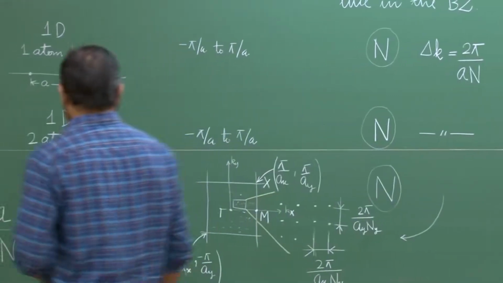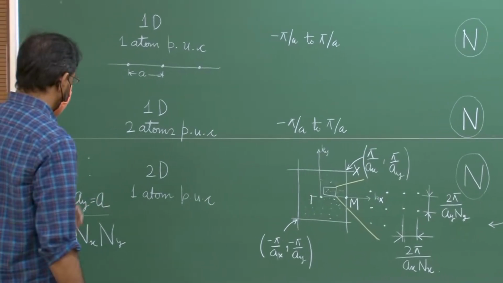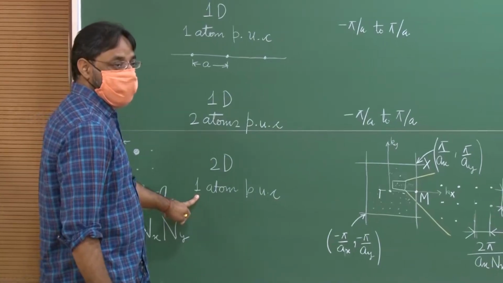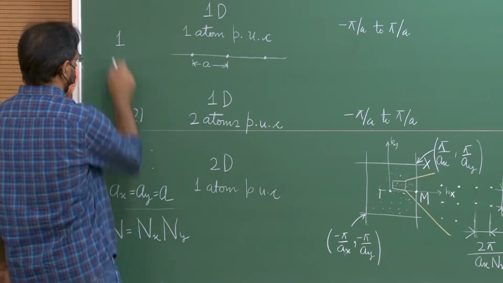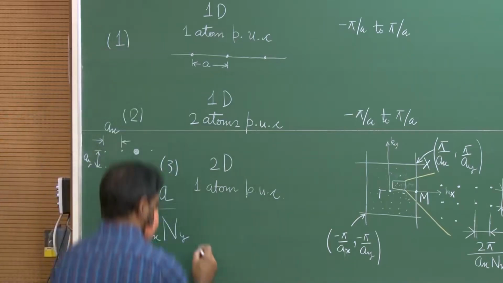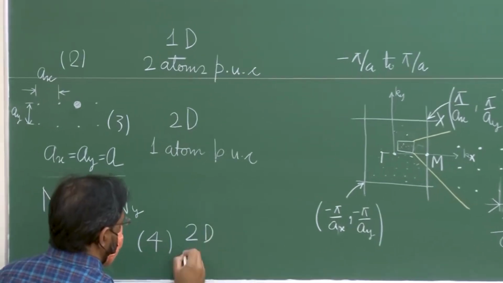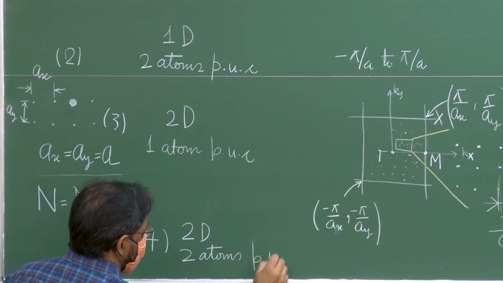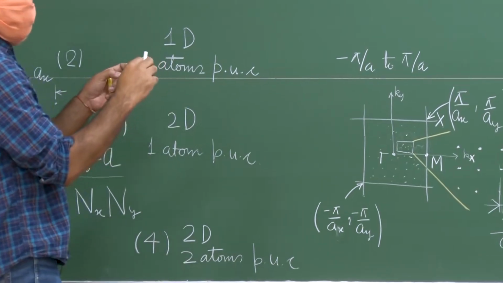Now, we go to our more complex case. I thought we will not have to erase it, but looks like we will have to. Suppose we are in 2D and we have 2 atoms per unit cell. So, this is case number 1, 2, 3, and now 4, and 4 is you are still in 2D, but you have 2 atoms per unit cell. What is going to happen now? Now, you see you have 2 atoms at each lattice point, right.